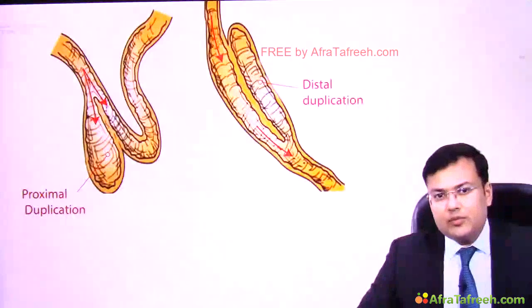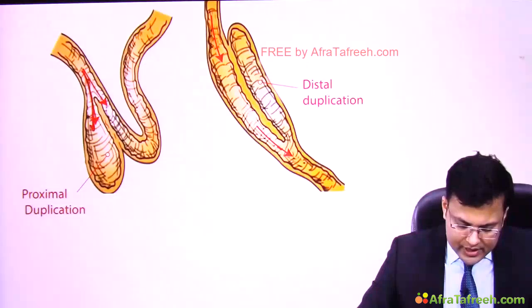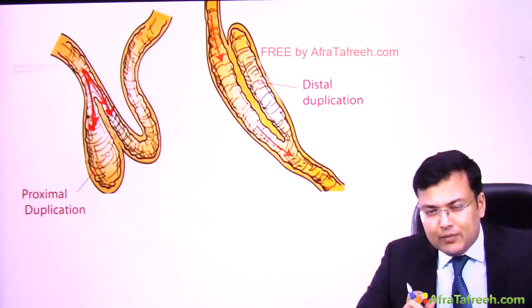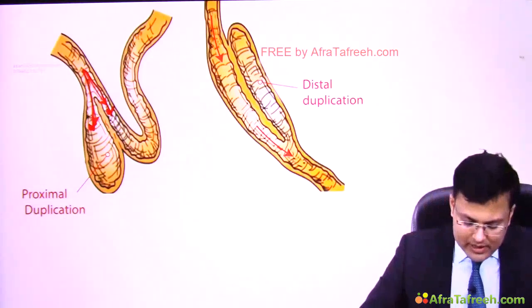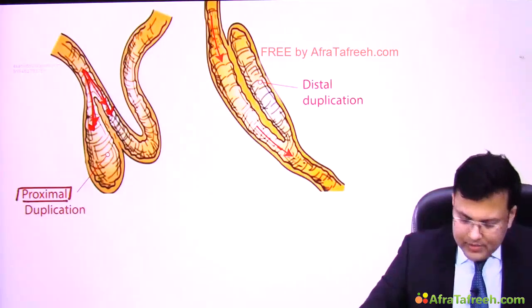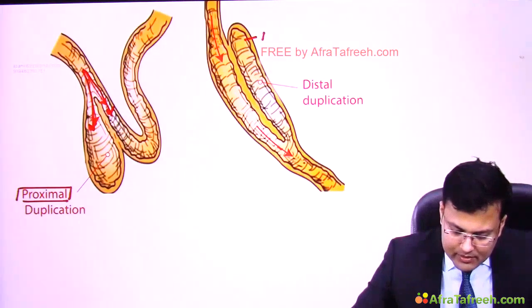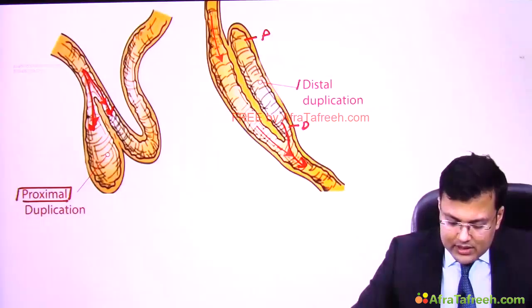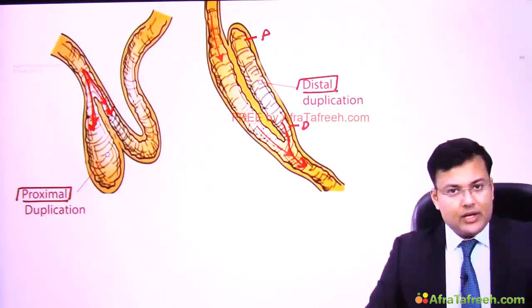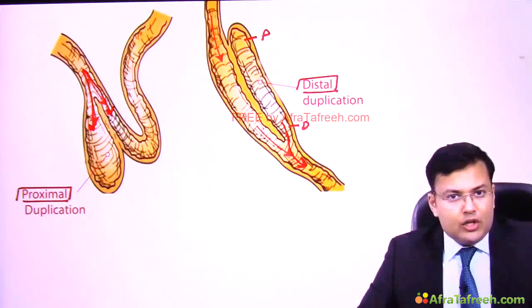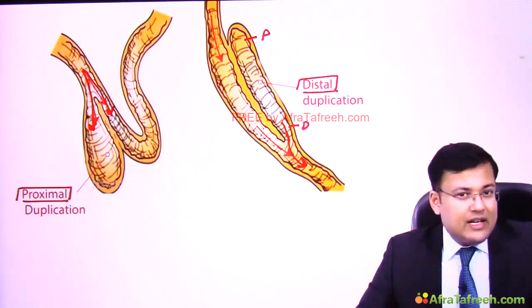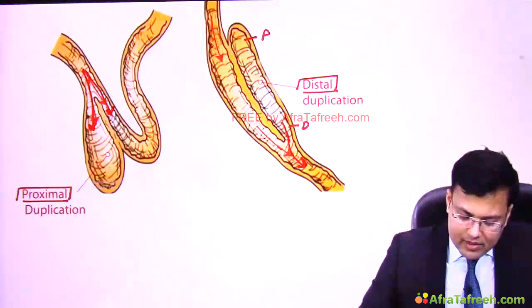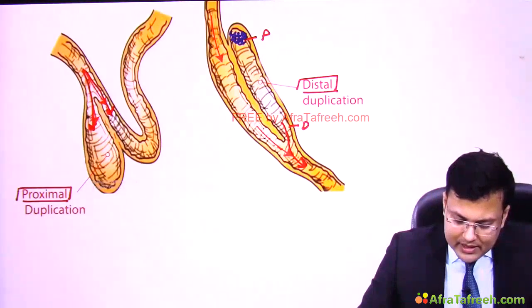Now see the tubular duplication. So this is the tubular duplication. What you can notice is that it communicates with the GI lumen. So if the proximal part of the duplication communicates with the GI lumen, it's known as proximal duplication. And if this is the proximal part, this is the distal part, and if this distal part communicates, this is known as distal duplication. Okay, what is the problem in the tubular duplication? That there is presence of ectopic gastric mucosa. Can you see? This is ectopic gastric mucosa.